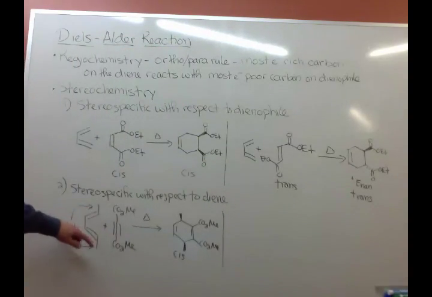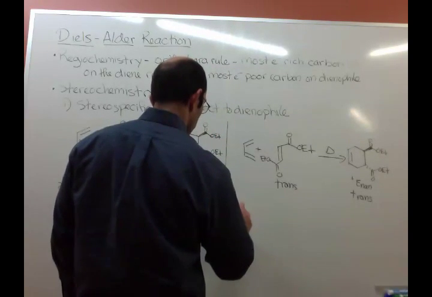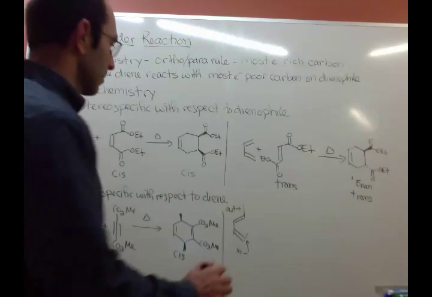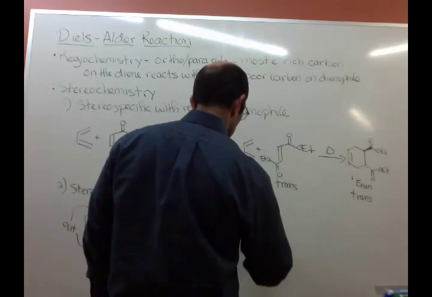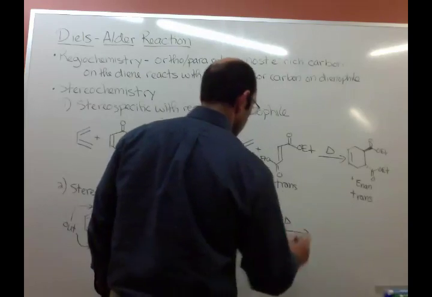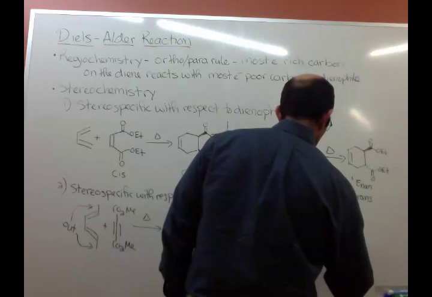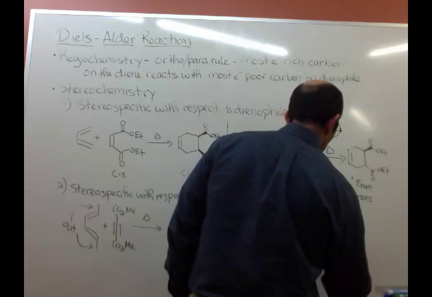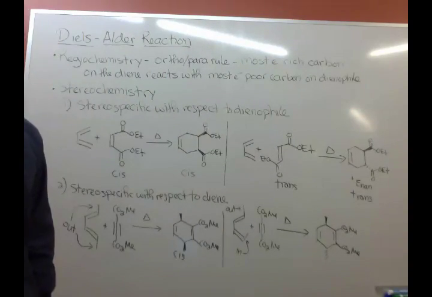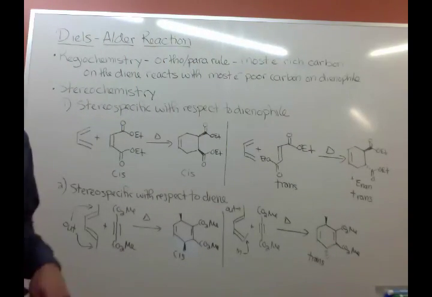Now, if we take one of these methyl groups and flip it over, so that we have one pointing out and one pointing in, and we do this reaction, we're going to end up with a trans product. Okay, so those rules I hope are relatively straightforward.